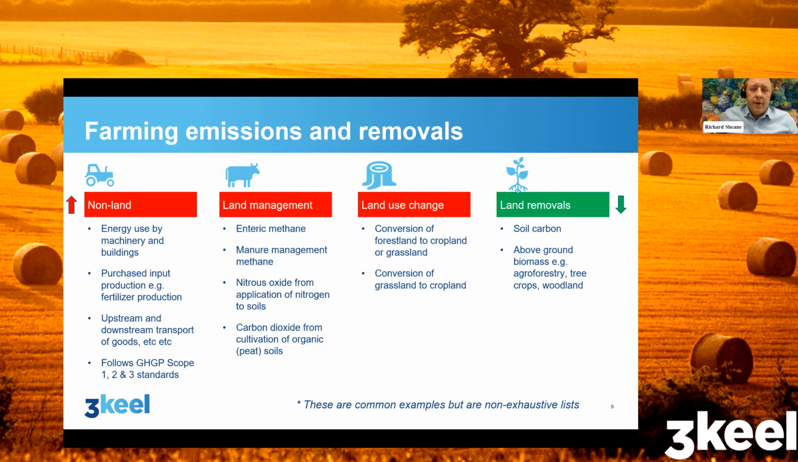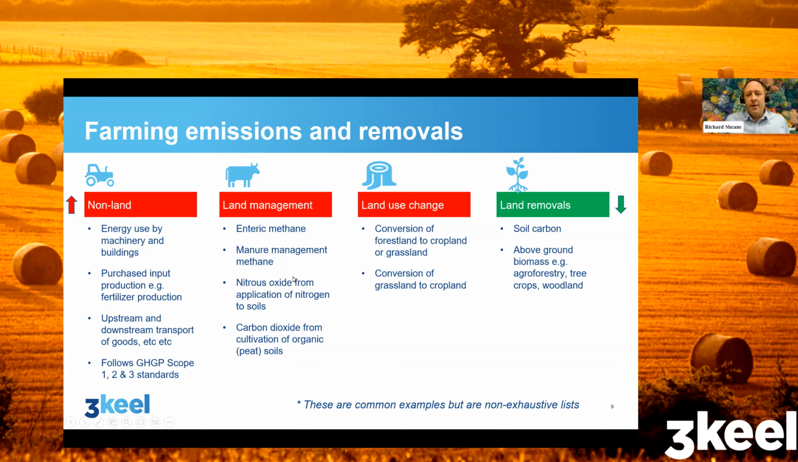I mentioned we're focusing on agriculture, on farming today. For those of you who haven't done a lot of work in this space, we're really talking about 4 main categories of emissions and removals. First, there are the non-land related emissions. These are such things as energy use in buildings and machinery on farm, the production of purchased inputs, so fertilizers and other goods, and transport in and off of the farm. So there are a lot of conventional energy and industry sectoral emissions associated with farming, and those we've classified as non-land, which is how they're classified in the GHG Protocol.